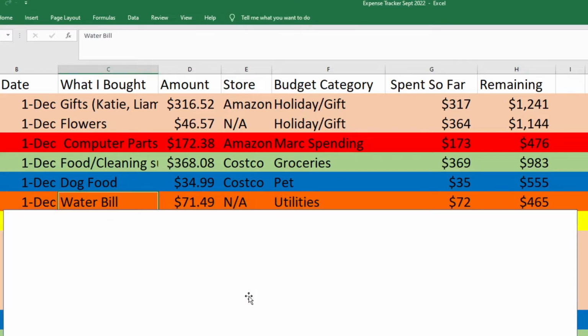Also on the first, it just keeps coming. I did pay our water bill. That was only $71.49 this time. Usually it's in the 80s, so that was pretty cool. I'm not sure why it was lower, but I'll take it. That came out of our utility fund. So we spent a total of $72 out of that fund, and we have $465 remaining.